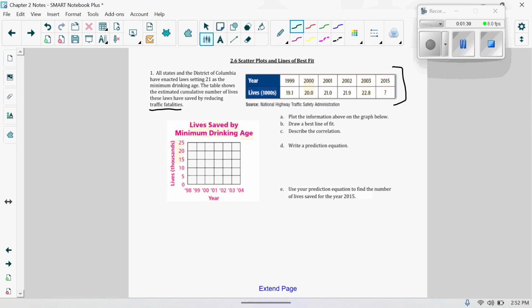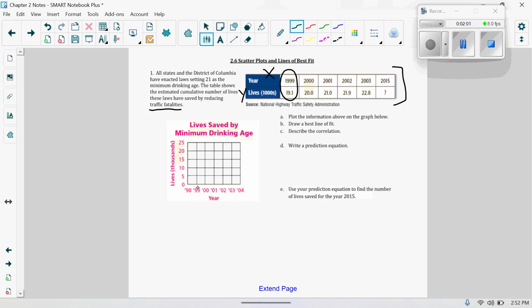So we're going to just start by plotting these points. We're already given a graph that we can plot them on, so we don't have to draw a graph, which is super nice. We just have to plot these points. So each pair is a point that we'll plot together. Years is our x values, lives is our y values, and we can plot it from there.